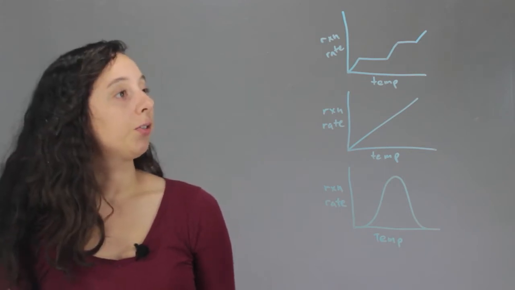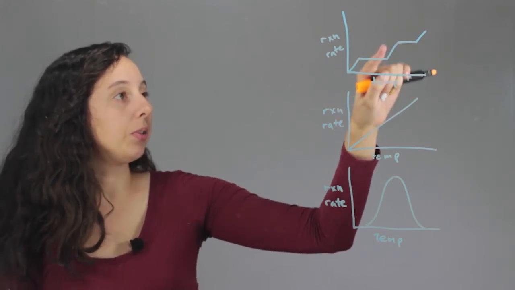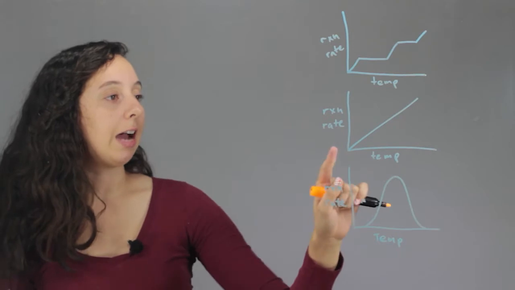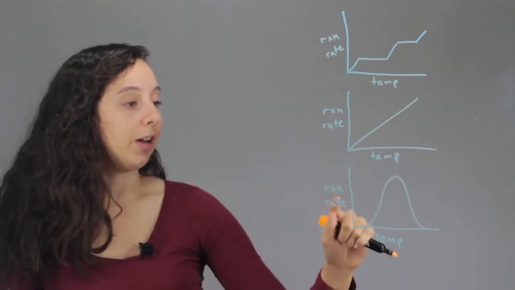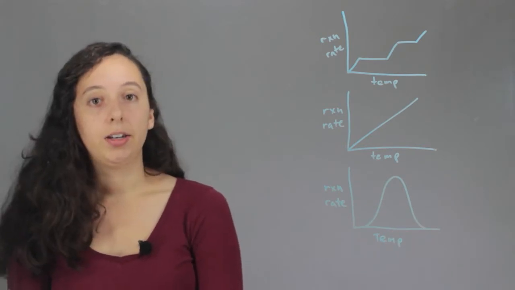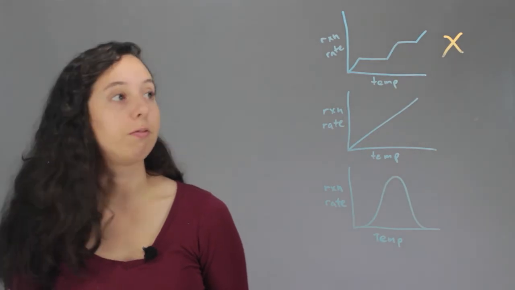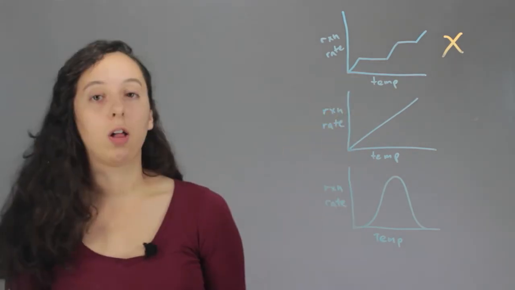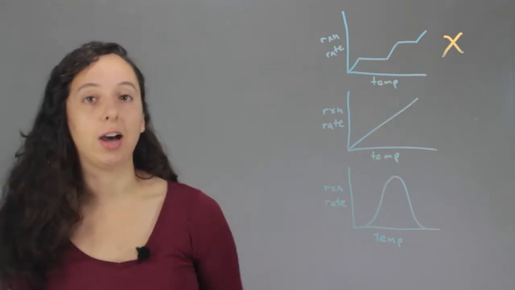In this first case, we've got a stair graph with some plateaus and some increases. The second graph is just a straight incline, and the third graph is an upside down U shape. Enzymes never behave like this. This is actually a type of graph that we see in phase changes. If we were heating up solid water, an ice cube, and turning it into the gas phase, this is what we would see. So this is not it.